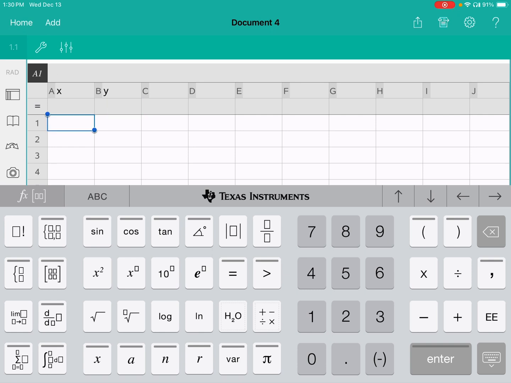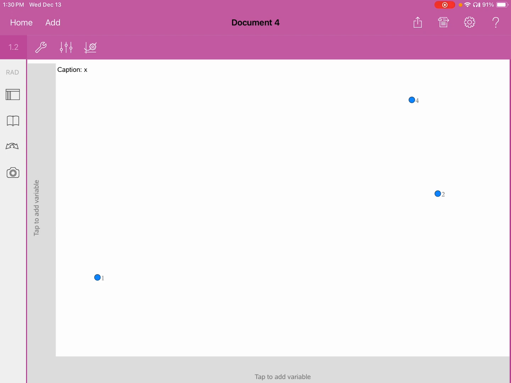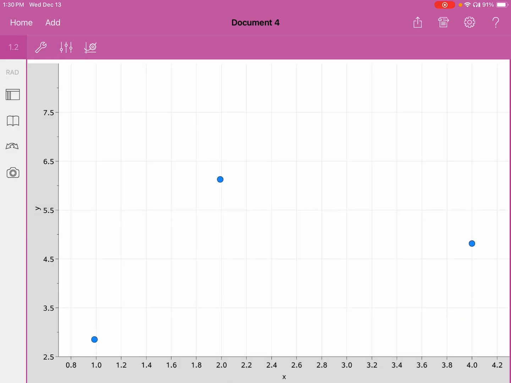Great. Now we're going to list all of our X values from that problem. So we have 1, 2, and 4. Then the Y values would be 3, 8, and 6. And then we're going to add a data and statistics document. All right, so there you go.